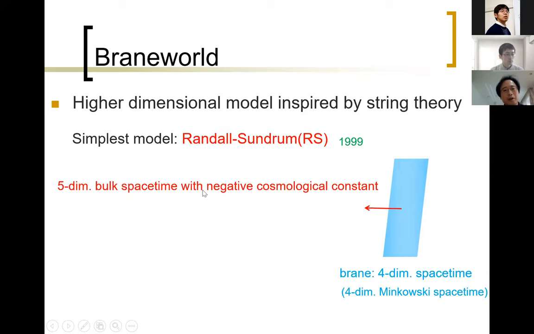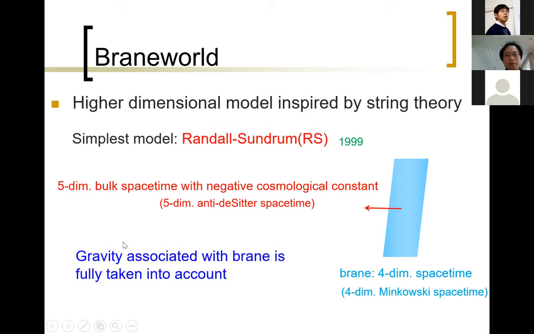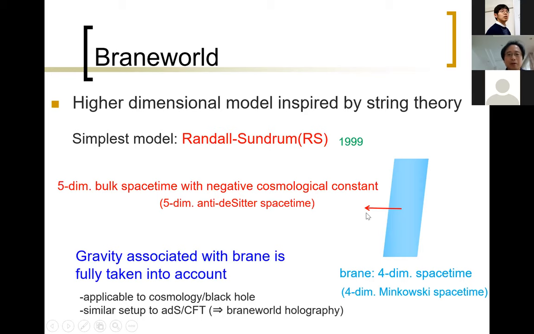This is a solution to the Einstein equation with negative cosmological constant. An important feature of this model is that gravity associated with the brane is fully taken into account. Therefore, we can apply this model to cosmology and black holes. And since the setup of this model is quite similar to AdS/CFT, indeed the AdS/CFT correspondence, the gravity in the five-dimensional anti-de Sitter space-time is equivalent to CFT on the boundary of AdS space-time.